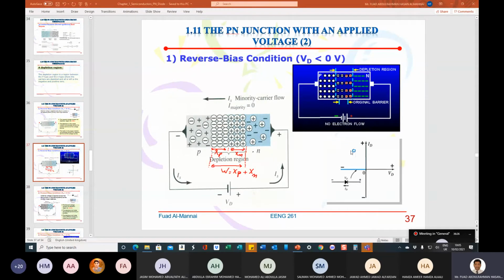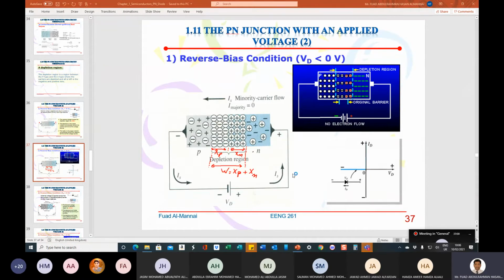So if we look at ID versus VD, we will see this is the reverse current, which is the IS. This is the current when the diode is reversed. This is actually a rough value; it is about a microamp, but we'll see its value later.